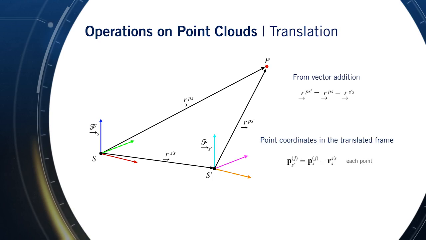Now, these vectors are just geometric objects until we express them in a coordinate system, and what we're after are the coordinates of the point P in frame S prime. We can get these easily by just subtracting the frame-to-frame translation vector from the coordinates of P in frame S. This extends easily to a batch operation on the full point cloud by simply tiling the frame-to-frame translation in a big matrix R and subtracting it from the point cloud matrix.